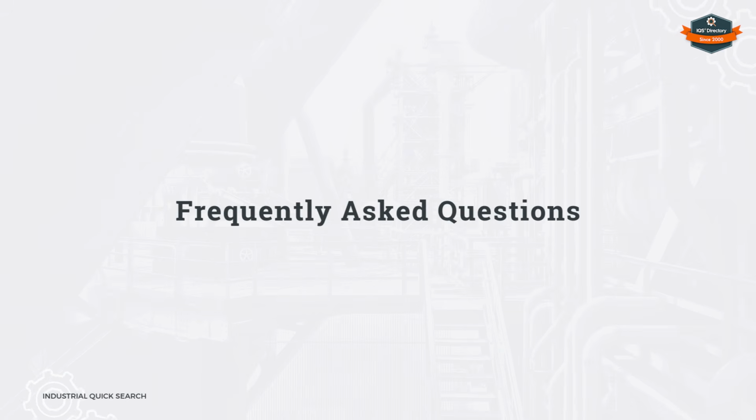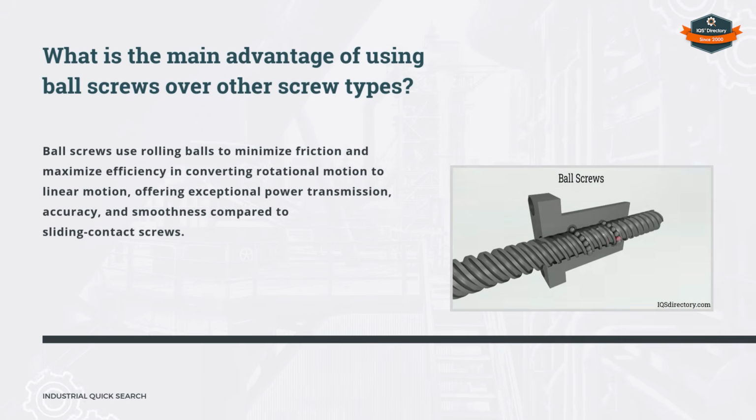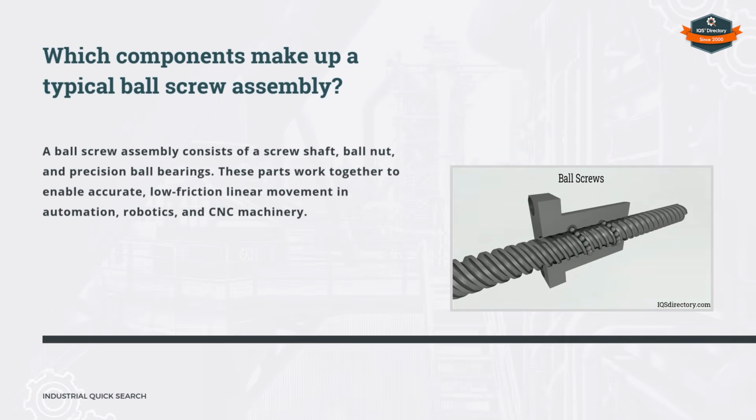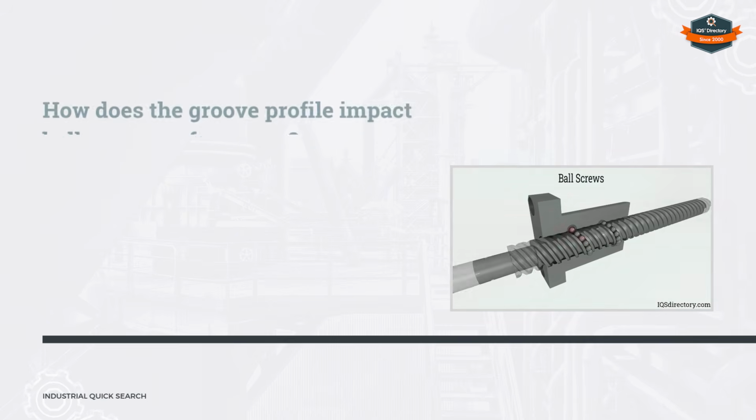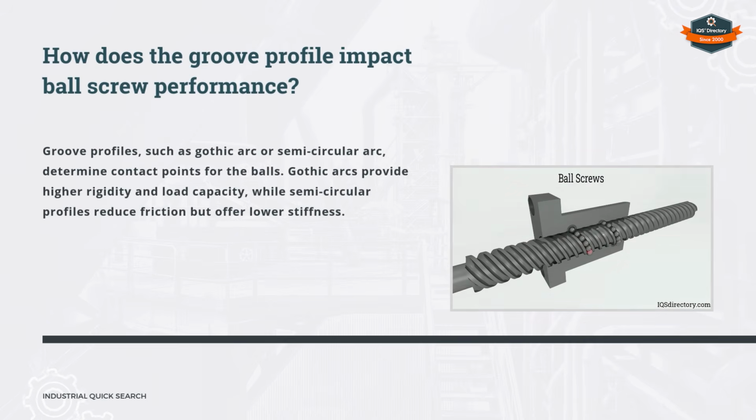Frequently asked questions. What is the main advantage of using ball screws over other screw types? Which components make up a typical ball screw assembly? How does the groove profile impact ball screw performance?